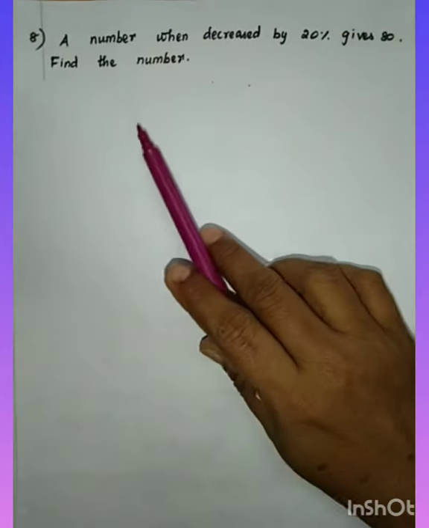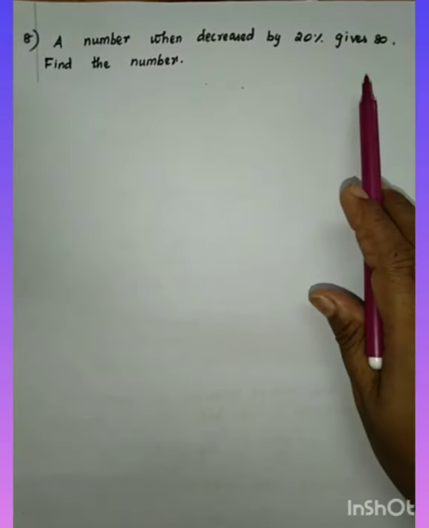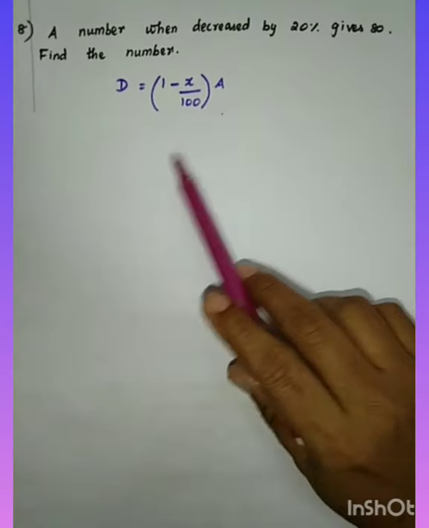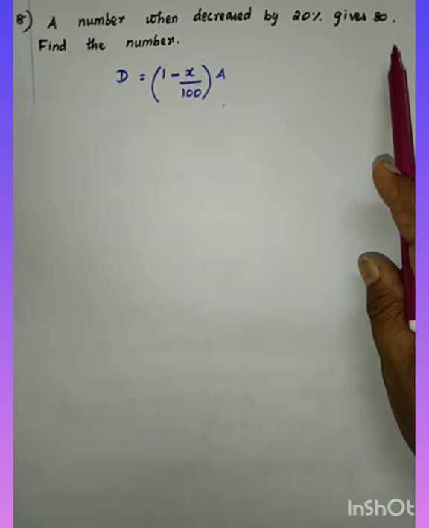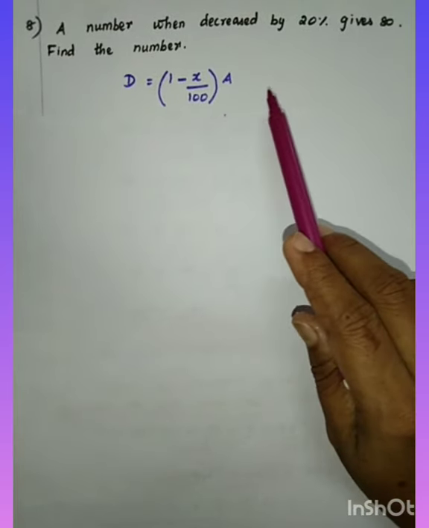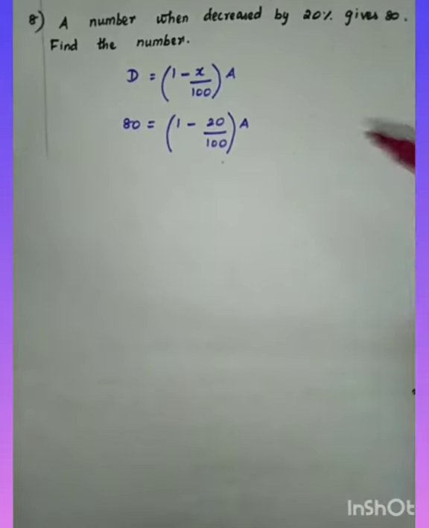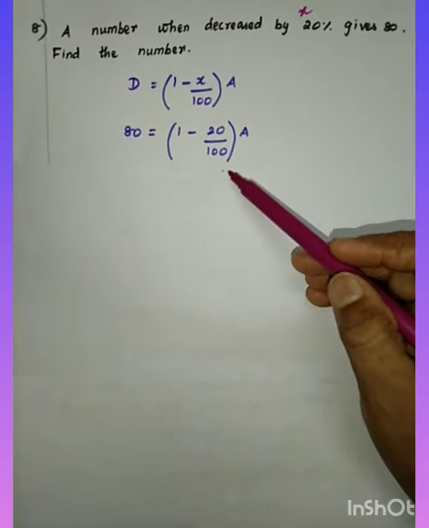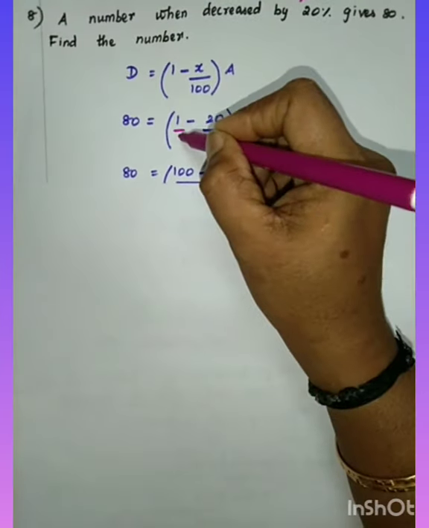Eighth problem: a number when decreased by 20% gives 80. Find the number. So here the decreased percentage is given and the value after decreasing is 80. Therefore D equal to 1 minus x by 100 into A. Here D is 80 equal to 1 minus x, where x is 20%, that is 20 by 100, into A. Here 80 equal to, the denominator is 1.